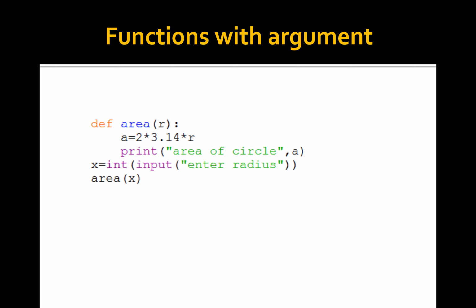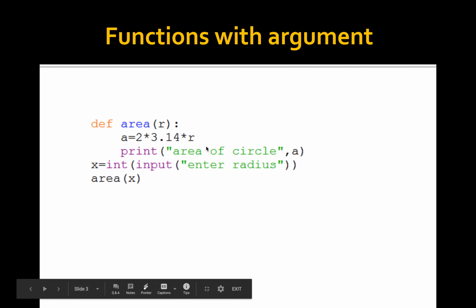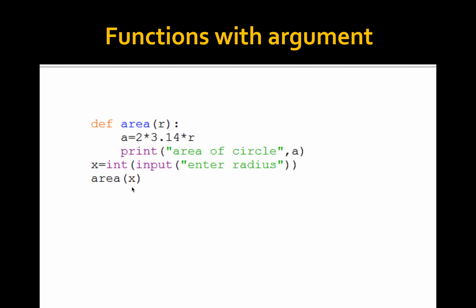So first one is functions with arguments. We can write programs with functions in different ways. We can pass values to a function, or we cannot pass values to a function. So first we are looking at functions with arguments. Here, what is an argument? The value passed through a function call is called an argument.